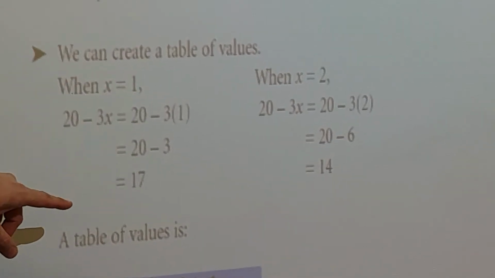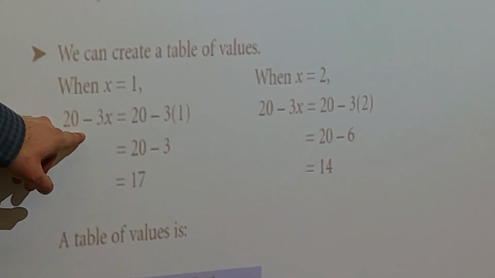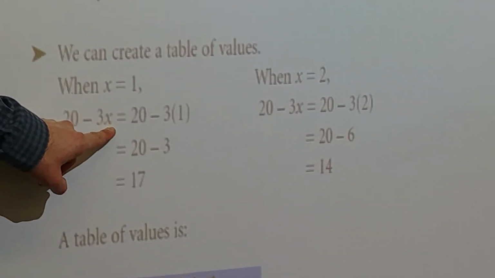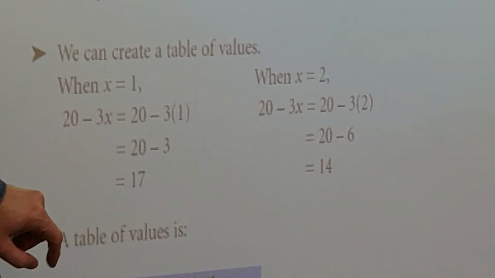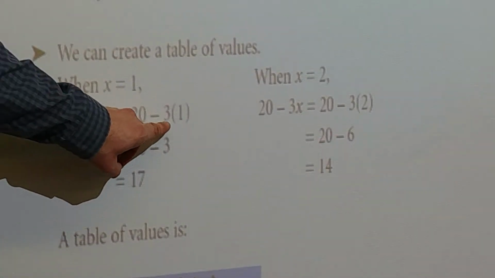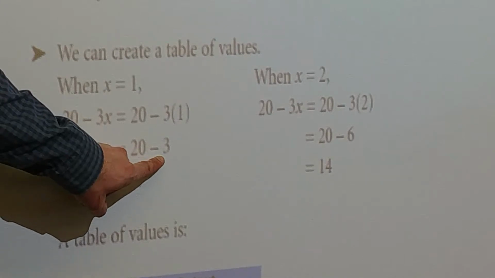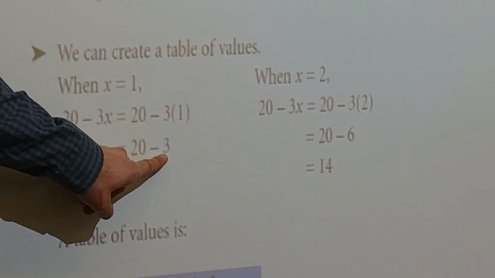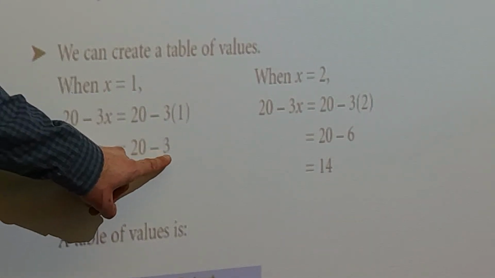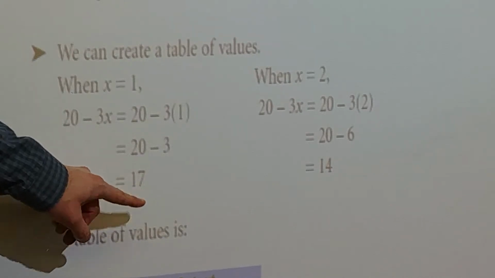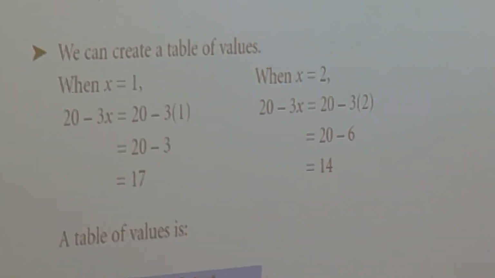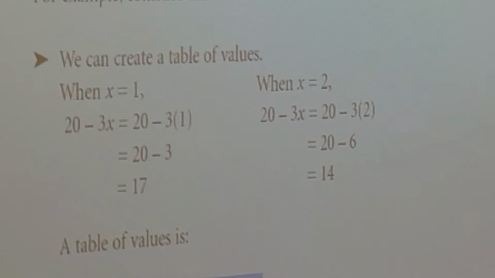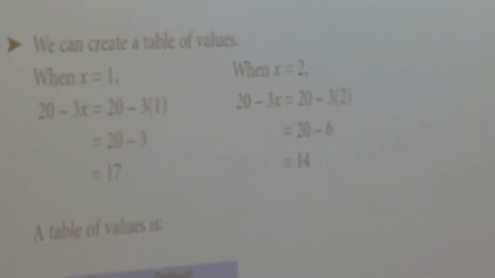So if x was 1, well, it says 20 minus 3x. So if that was a 1, let's see what the difference would be. So 20 minus 3, and x is a 1. That means 3 times 1 is the 3. 20 minus 3, 17. Well, what if x was a 2? Is that still in the shot? Let's take a look. Oh, it was there, okay.